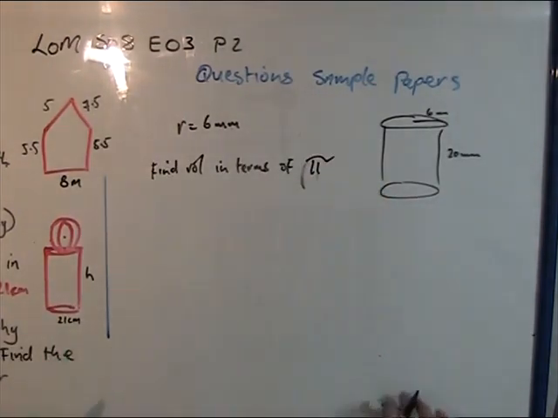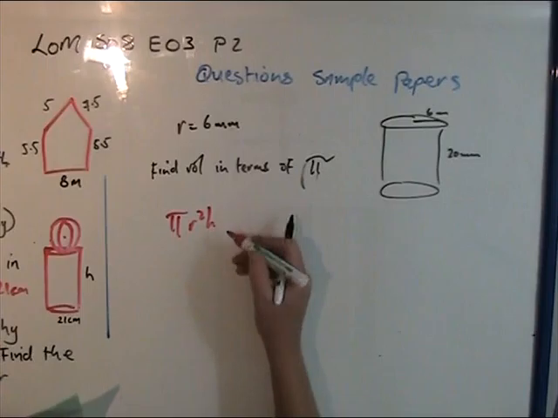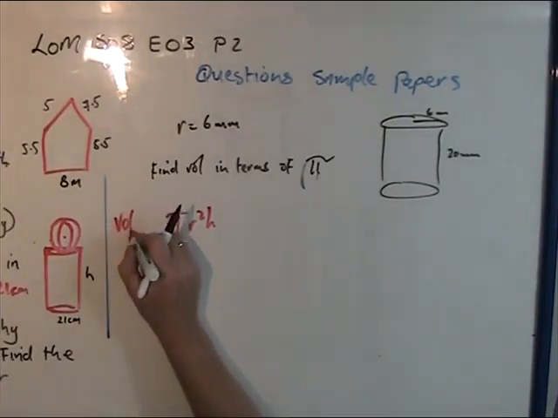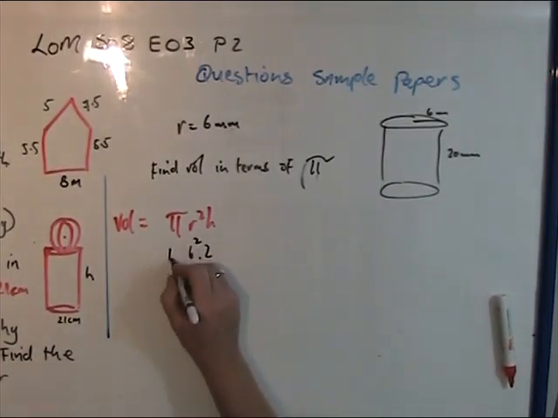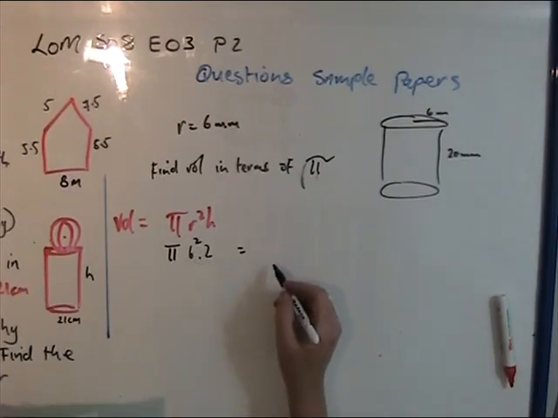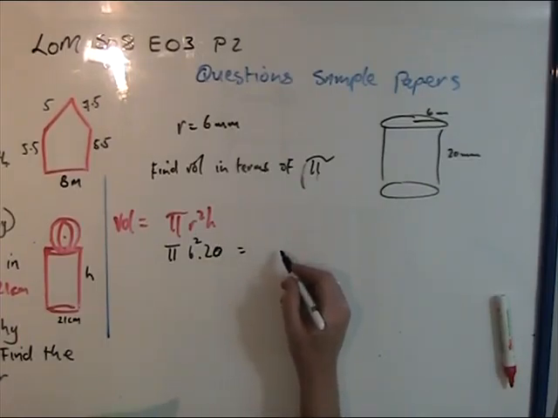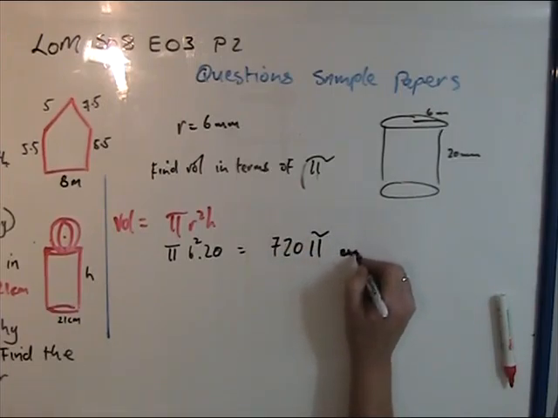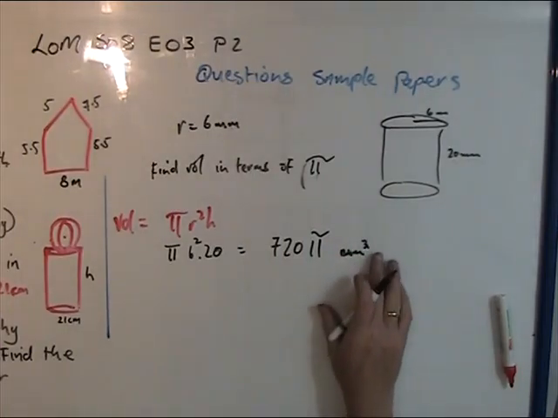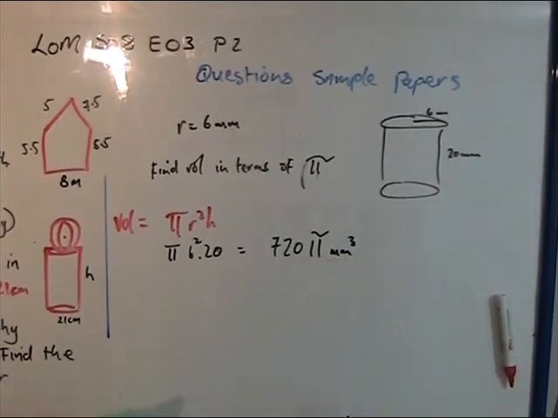So the volume of a cylinder is pi r squared h. You just put in your values: the radius is 6 squared, the height is 20, in terms of pi. You get 36 times 20, the height, sorry, so that's 720 pi millimeters cubed. Remember that now. Whatever we're dealing with, we just put it in, and that's the volume, 720 pi.